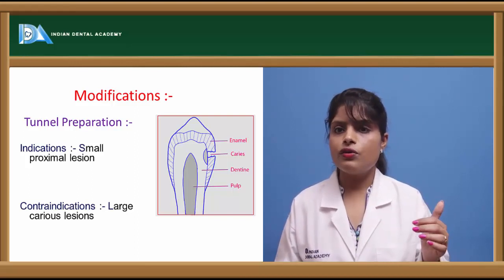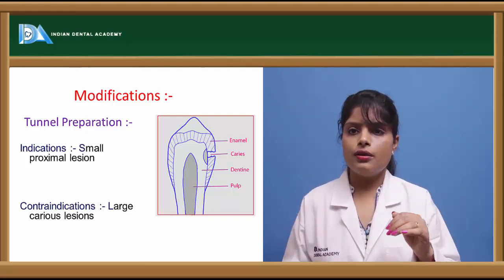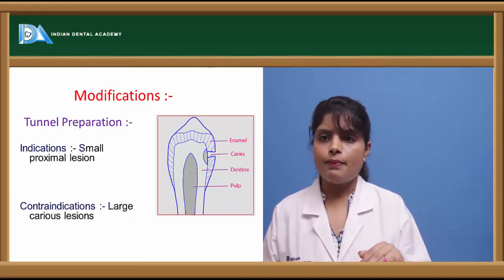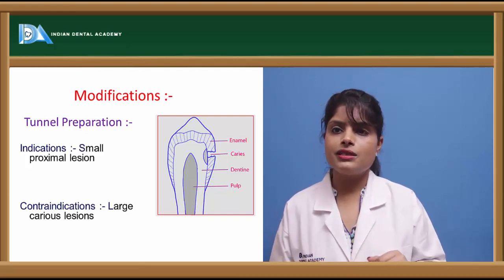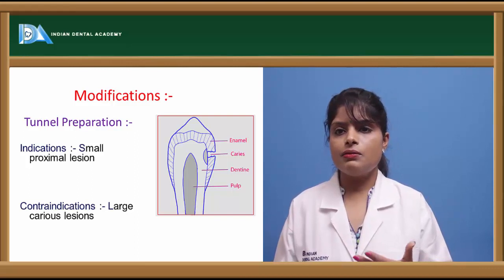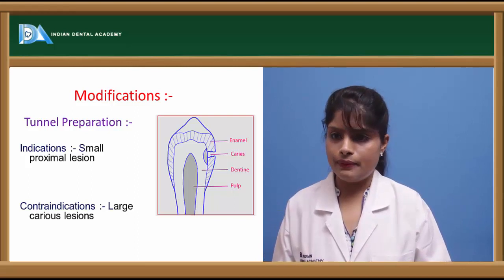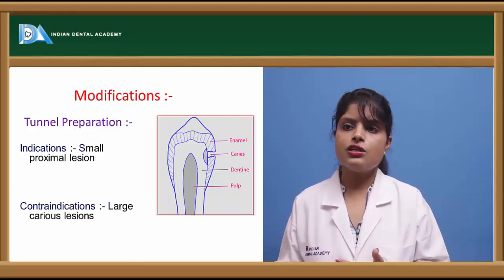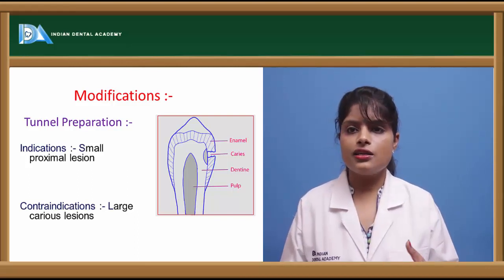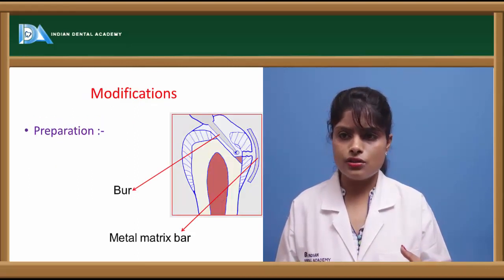Here, the bur is moved directly from the lingual pit or the buccal pit into the proximal lesion, and obliquely the bur is moved. Buccal and lingual movements are done till the caries process is reached, and after that final cavity preparation, restoration of composite or GIC is done accordingly. The contraindication of such tunnel preparation is in the case of large carious lesion or large proximal caries. They are generally indicated only for small lesions.